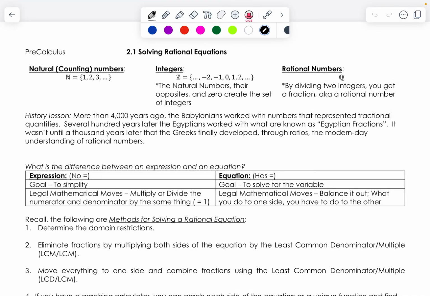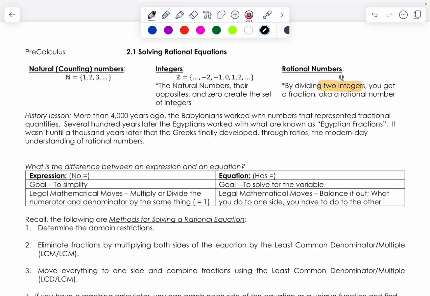So today we are going to be covering solving rational equations. So remember the natural numbers you learned in kindergarten. Sometimes they were referred to as the counting numbers 1, 2, 3. Integers now include 0 and all the opposites of the natural numbers. Rational numbers are when you are dividing two integers, you get a fraction, but I want you to notice integers. So not like square root 2 over 2 or pi over 2. Those are not considered rational.